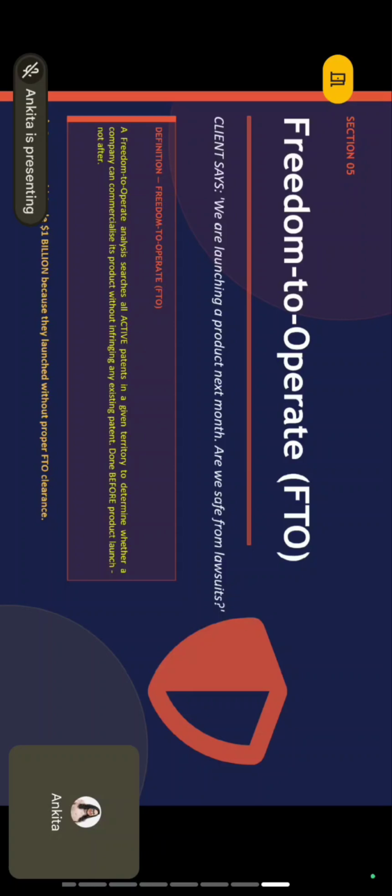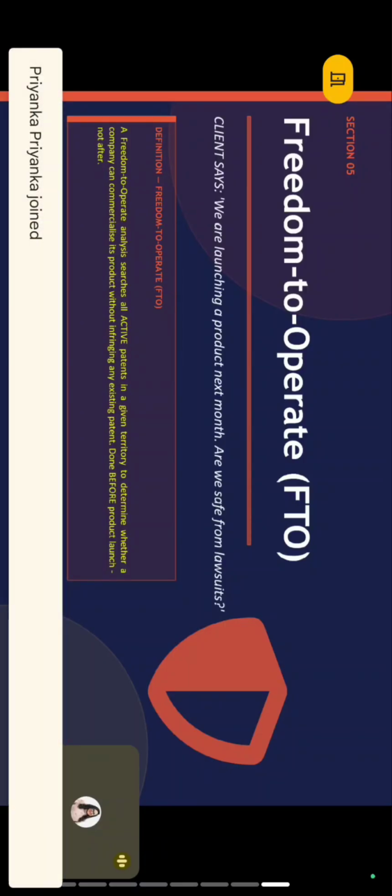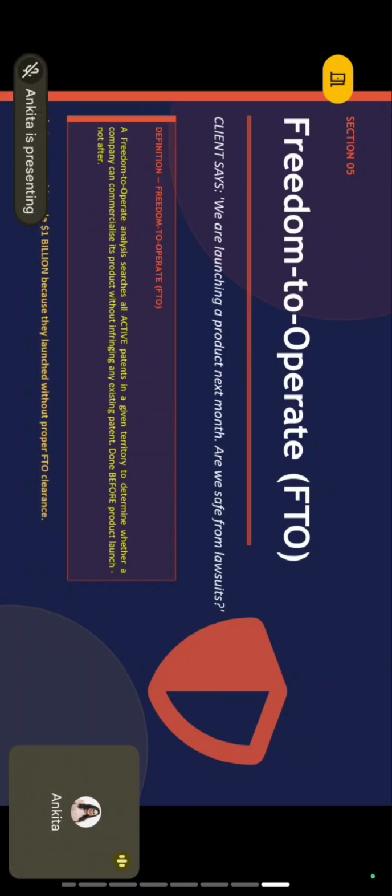If I tell you the definition of freedom to operate, it's an analysis of searches of all the active patents in a given territory to determine whether a company can commercialize its product without infringing any existing patent or not. So it should be done before launch of the product. Because there is an example where Samsung paid Apple 1 billion USD because they launched the product without proper FTO search. So FTO is one of the most important searches that can be done before launching a product.